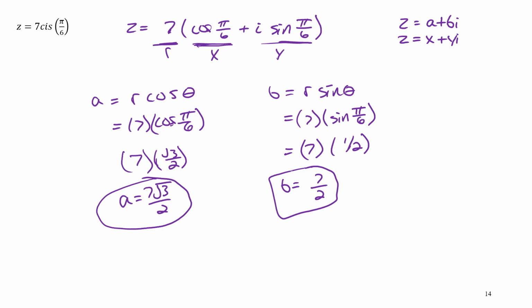In writing it out, you could leave it like this, or you could write it out in terms of a and b, which is the standard form, or x and y, which I would recommend as well. So you could write it out as 7 square root 3 over 2 plus 7 over 2 i. And that would be your answer as well.